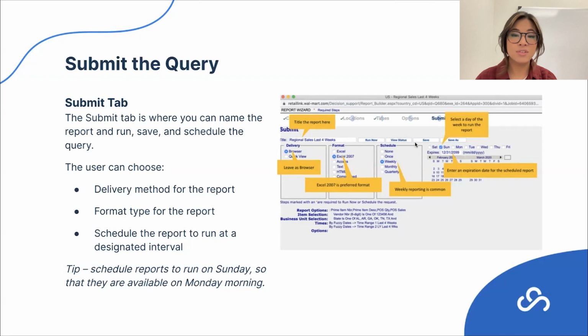You can choose to schedule the reporting if you want to. If you hit none, essentially it'll just be a one-time query. It'll spit out and that'll be it. If you schedule it weekly, monthly, quarterly, you can do that. And basically it'll show up in your actual DSS. And then if you do decide to schedule it, you can choose what days you want it to run, and then you can pick an expiration date for the scheduled report, so on and so forth.